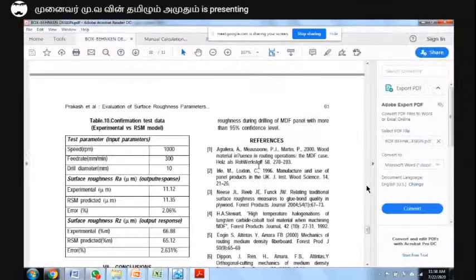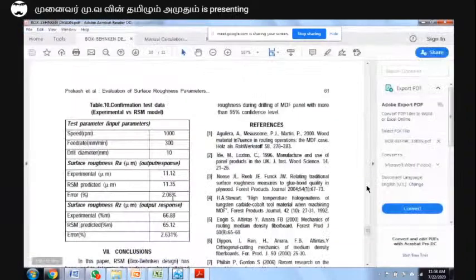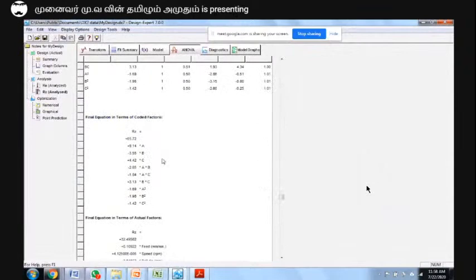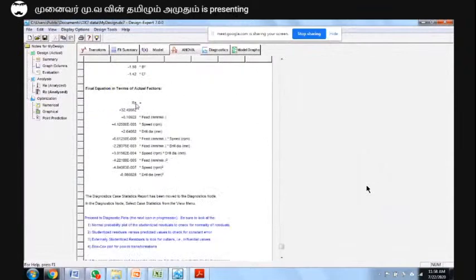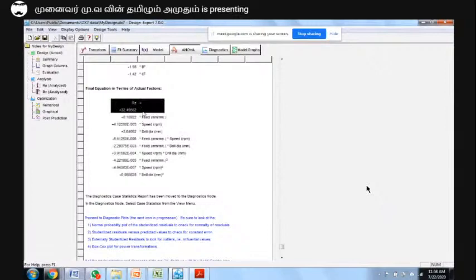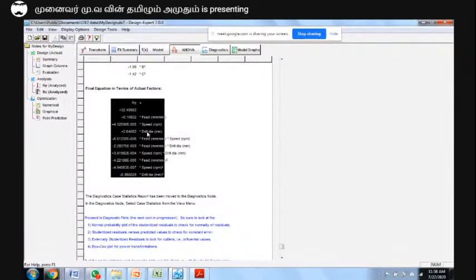What can we do further? We can use this mathematical model. Where can we get the mathematical model? This is the mathematical model. Based on this mathematical model, we can predict RZ.